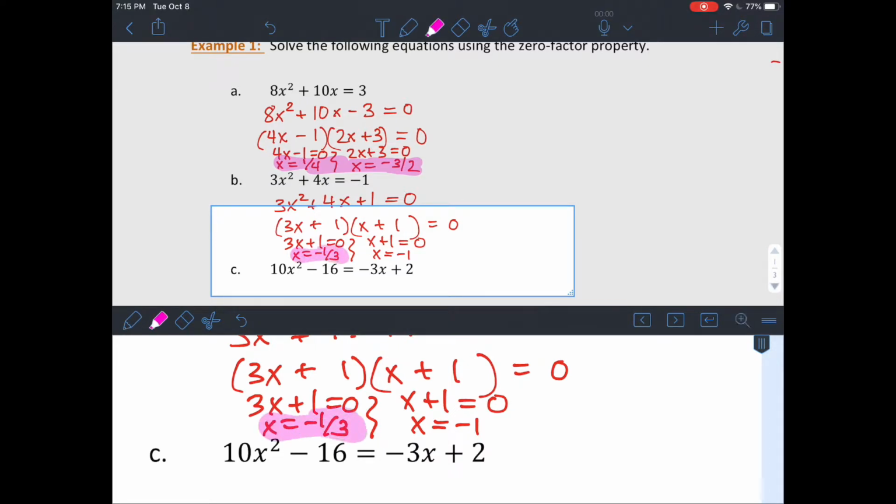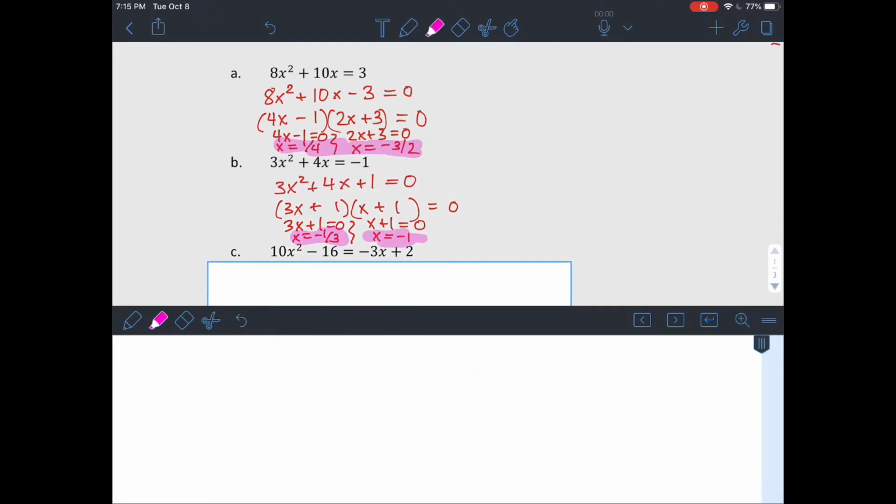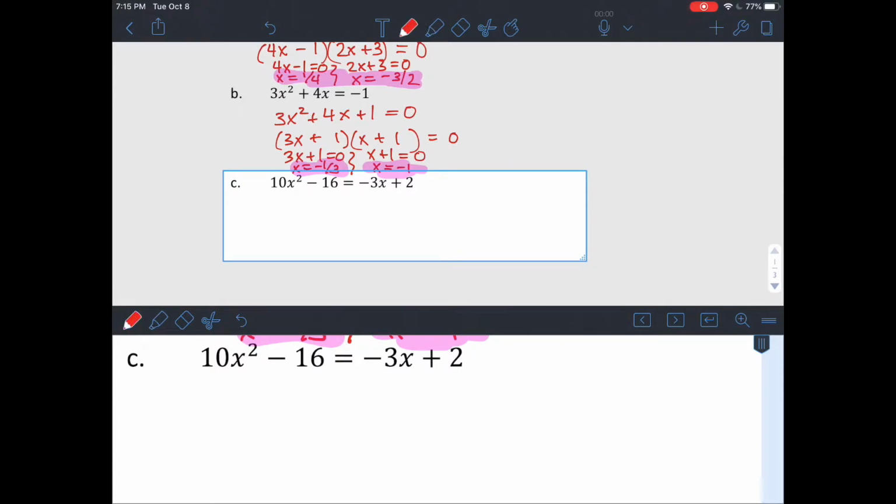C is just slightly more complicated because it takes more work to rearrange your equation. So you could move things over to either side, but I like to keep my quadratic term positive, so I would add the 3x to both sides and subtract 2.